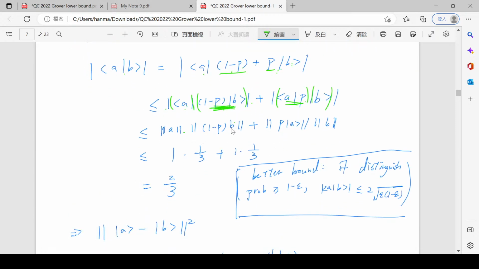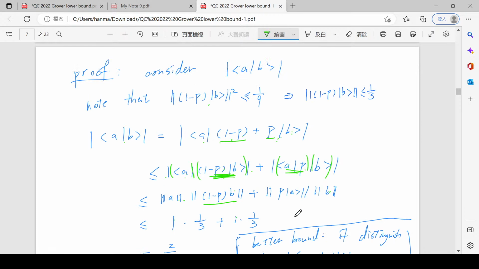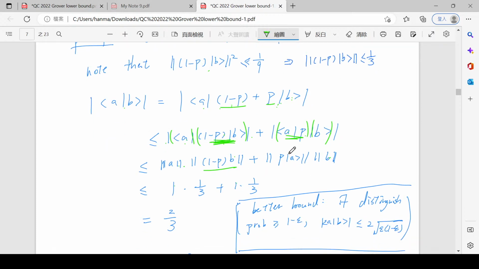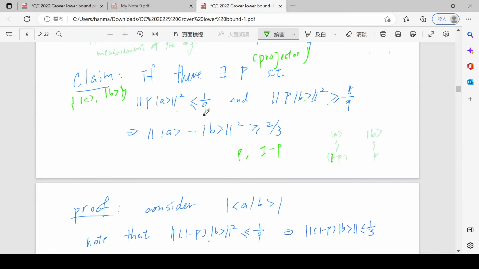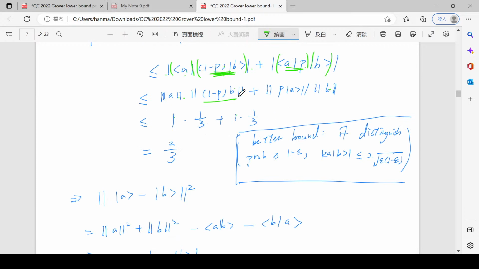So this is a very crude estimate. The absolute value of A is obviously upper bounded by 1, absolute value of B is upper bounded by 1. And this thing, as we showed up here, is less than 1/3. And the other thing, so P with A, it's from here, right? So the component of A on P is less than 1/9, and if you take the square root, it's less than 1/3. So less than 1/3 and less than 1/3. So total is less than 2/3.